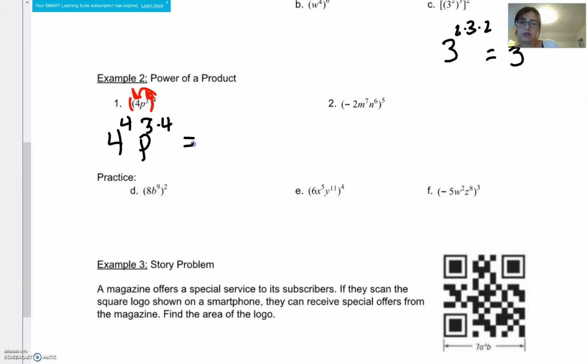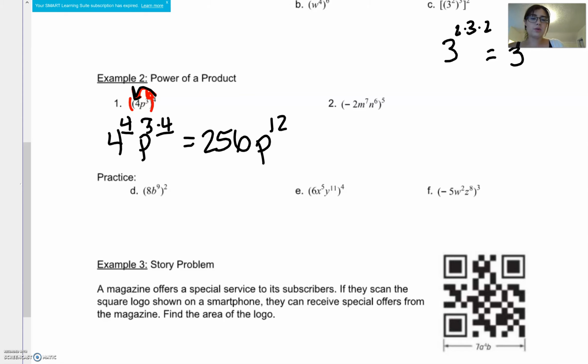to the 4th power, which 4 to the 4th power is 256, and then p to the 3rd power to the 4th power is just p to the 3 times 4 power, which is 12. Okay, so we just took that 4 and we distributed it to our base 4 and our base p. We got 256p to the 12th power. We're going to try again with example 2.